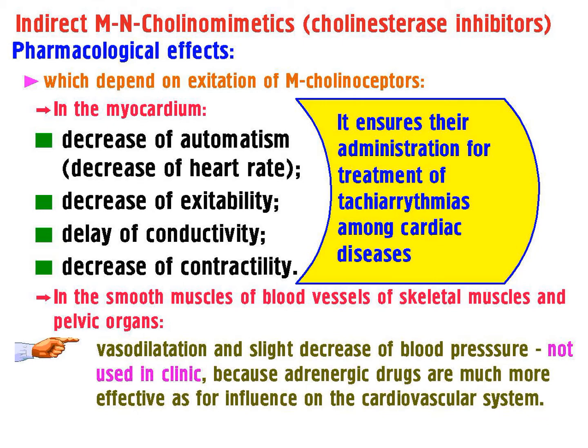In our heart, stimulation of M-cholinergic receptors after administration of cholinesterase inhibitors decreases all cardiac functions, automatism, which leads to decreased heart rate, excitability, conductivity, and contractility. And this is the reason why we use these drugs for treatment of different types of tachyarrhythmias. In smooth muscles of blood vessels, we can also stimulate M-cholinergic receptors, but vasodilation in this case is quite slight or moderate, and this effect is not used in clinical practice because adrenergic drugs are much more effective in the regulation of blood pressure in the cardiovascular system.